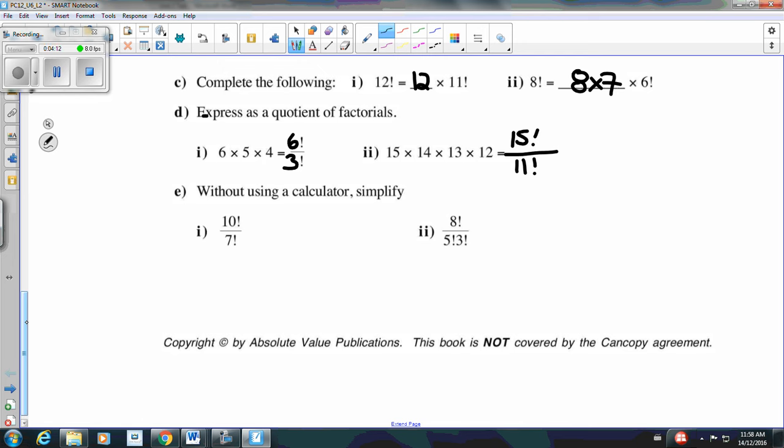So to simplify these, the key is use your denominator to guide you at what we need to cancel out, or how we would rewrite this first one. So I'm going to expand this 10 factorial all the way until I get to 7. And then I can just write 7 factorial. Now I can cancel out the 7 factorials, leaving me with 10 times 9 times 8. Well, 9 times 8 is 72, times 10 is 720.